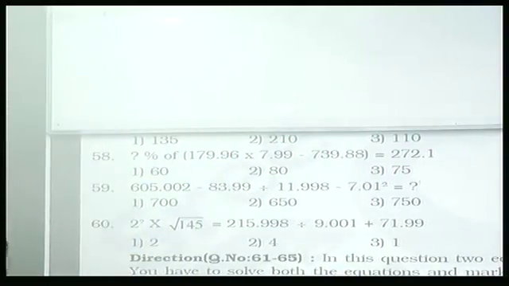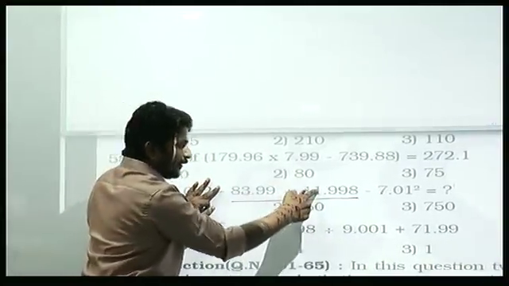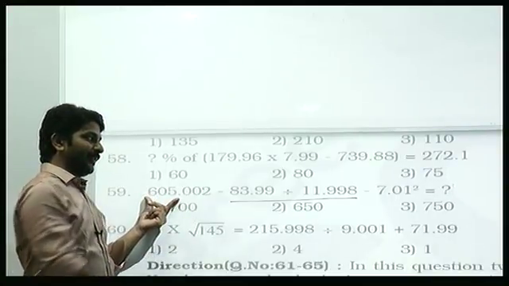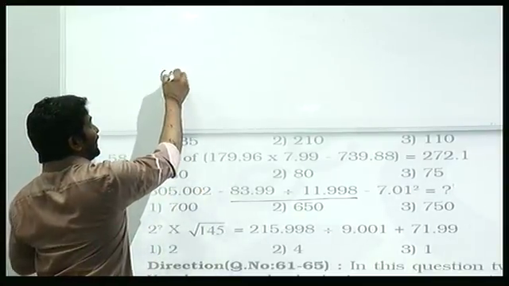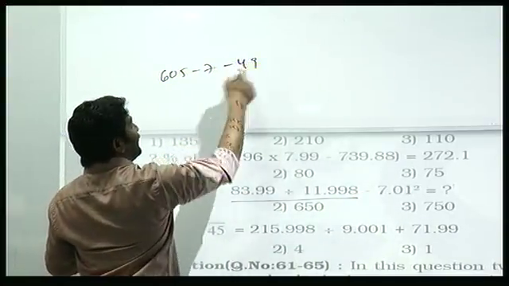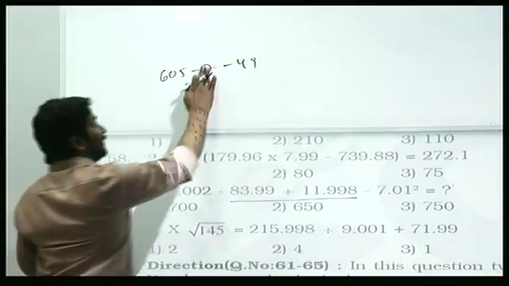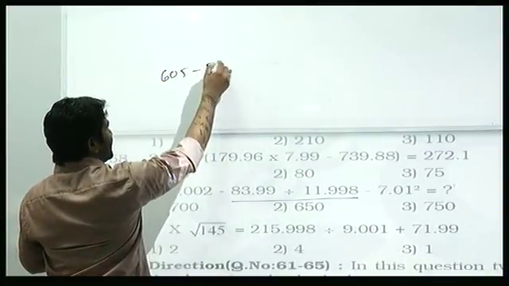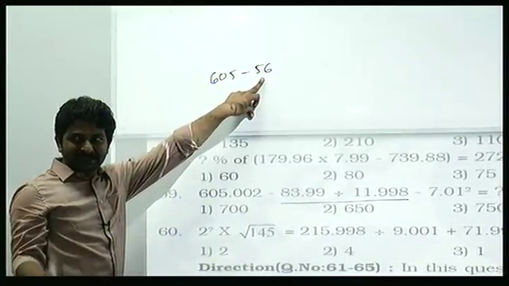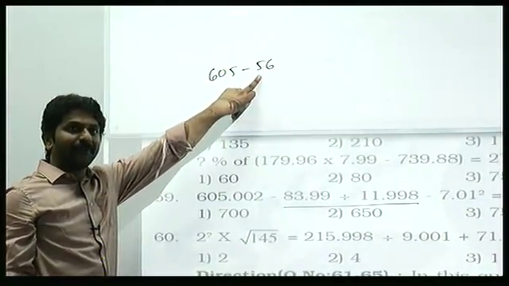Next, need to finish this part. 84 divided by 12 is 7. 605 minus 7 square, 49. Minus 7, minus 49, that is minus 56. So from this you need to subtract 56. Apart from 56, as it is approximation, you can subtract 55 also. 605 minus 55 is 550.